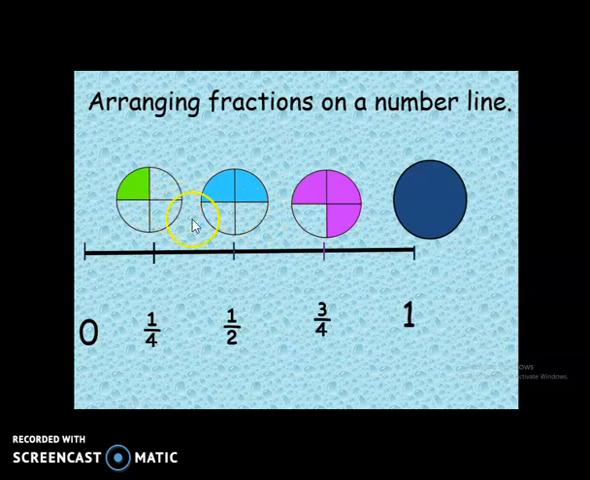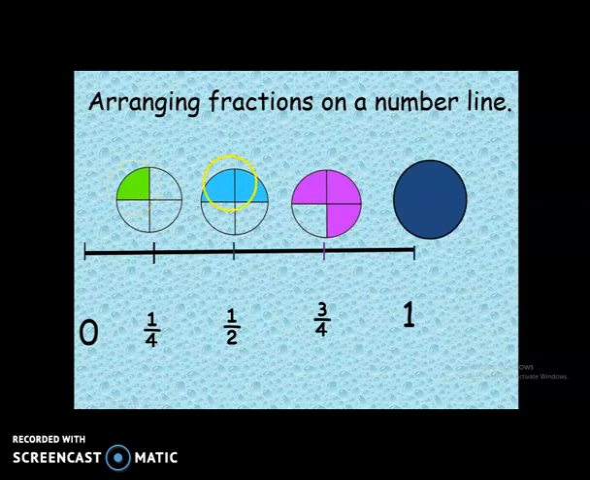Why is half bigger than a quarter? Because when you look at this half, you can see there are only 2 parts, okay? One part has been shaded, this other part has not been shaded. So there are 2 parts. You can see this one part that has been shaded is bigger than this part that has been shaded, which is a quarter, okay?